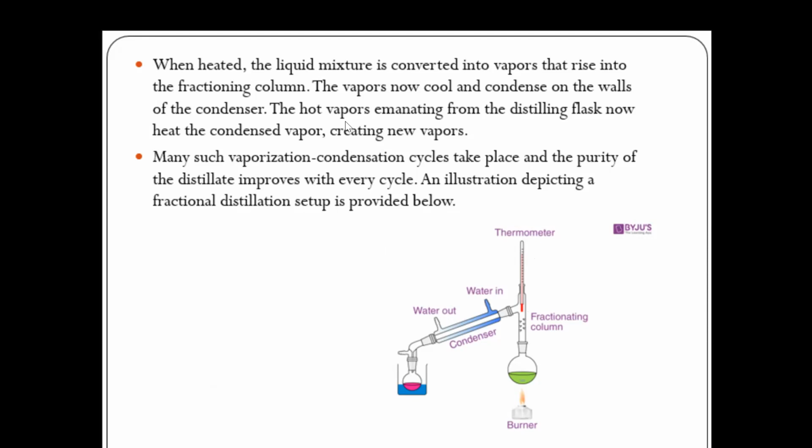Okay, so the hot vapors emitting from the distillation pot heat the condensed vapor, creating new vapors. Many such vaporization-condensation cycles take place, and the purity of the distillate improves with every cycle. So if you repeat the distillation, what happens? Purity will be increased. An illustration depicting a fractional distillation setup is provided below. It is a simple setup. You can see this one.